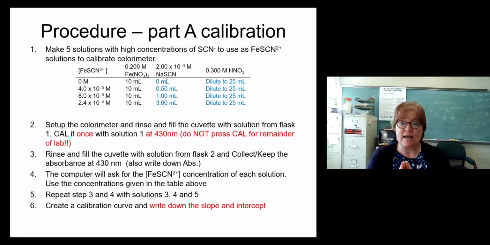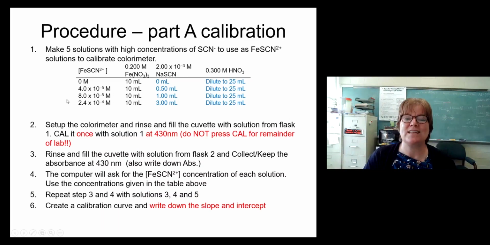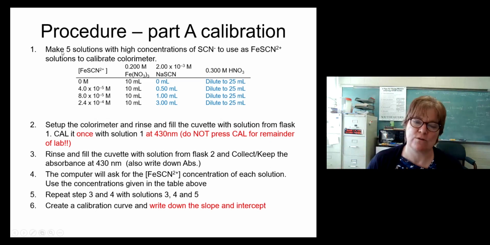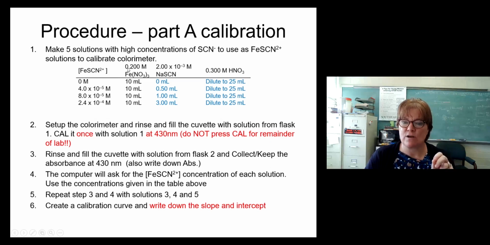So part A, we have to calibrate our system so that we have this relationship of how absorbance relates to concentration. So we need to make these solutions fresh. They're not real stable. So notice you have to be very careful about this iron nitrate concentration, because in part A we're going to use 0.2 molar. In part B we're going to use 0.05 molar. I think 0.05 or 0.005 molar.